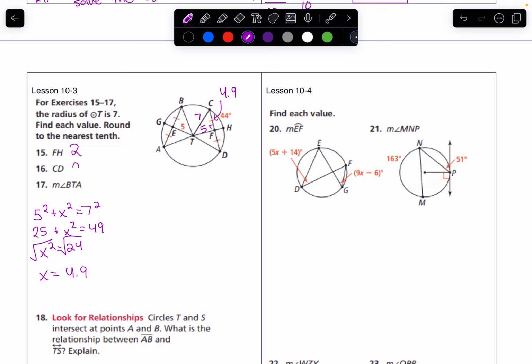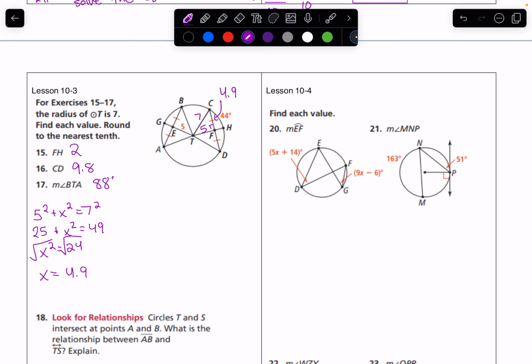And finally, the measure of angle BTA. So we know that the measure of arc CH is 44, which means the measure of the central angle here is 44. Then we need to get to BTA over here. 44 is going to be the same as all of these little half angles here. So BTG is 44, and then GTA is 44. And if I add both of them together to find angle BTA, that is 88 degrees.